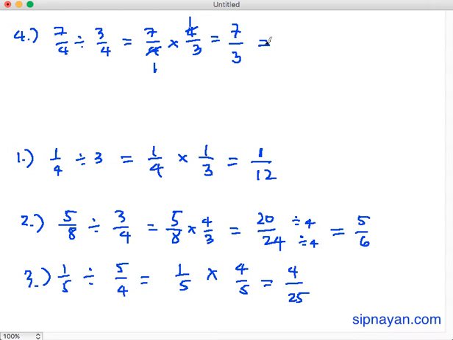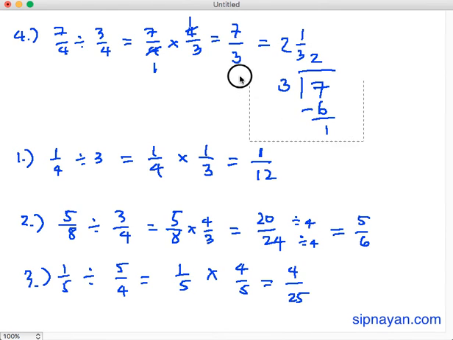Gawin nating mixed fraction, 7 divided by 3. That's 2 times 3, 6, minus, and then 1. So, ito yung whole number natin. This is the whole number. This is the numerator, and this is the denominator. Na-discuss na natin yan, converting improper fractions to mixed fractions. Isa yan sa mga lessons natin.